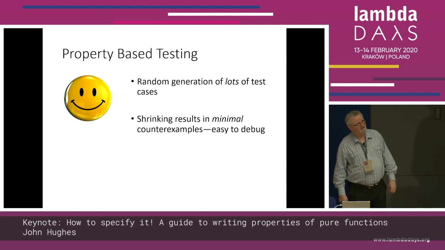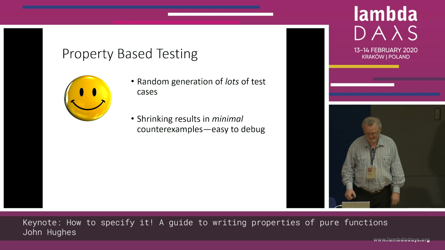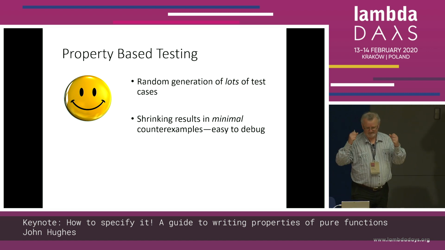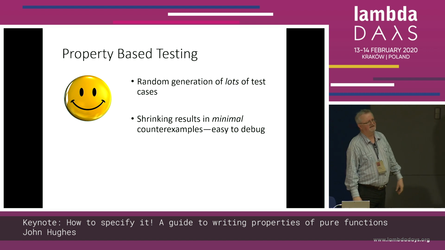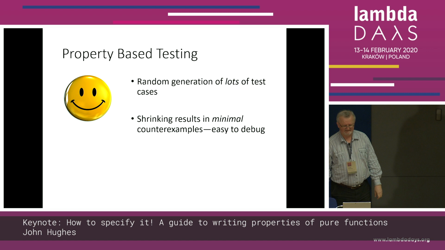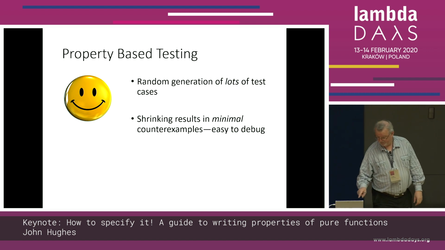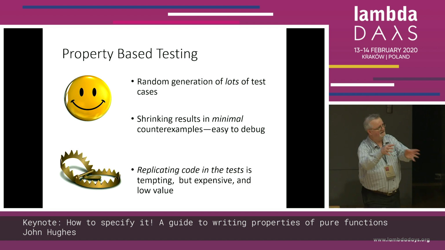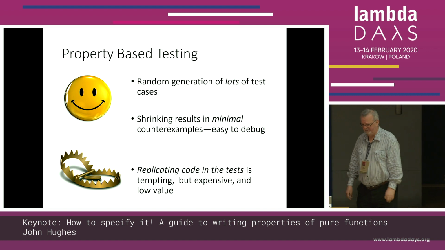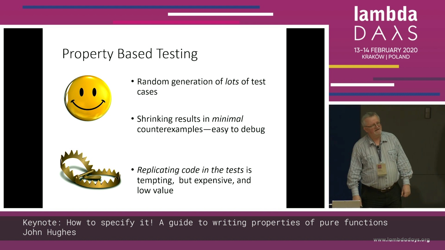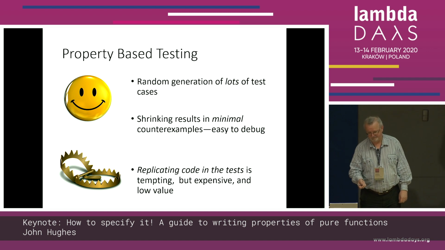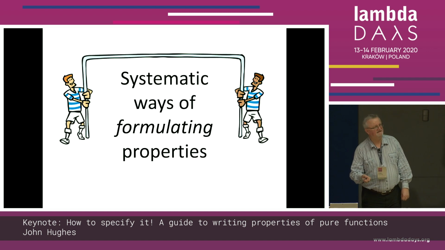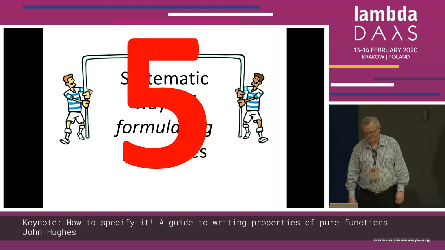Okay, so that's a quick introduction to property-based testing. And we've seen 2 of the great things about it. First of all, that we can randomly generate lots and lots of test cases, as many as we like, and so get much better testing, hopefully. Secondly, it's really important that when a test fails, we don't see random blah. We see a really tiny example that is usually very easy to debug. But we've also seen the trap, that it's often very tempting to replicate your code in your tests. And if you do that, you're really wasting your time. It's expensive and low value.